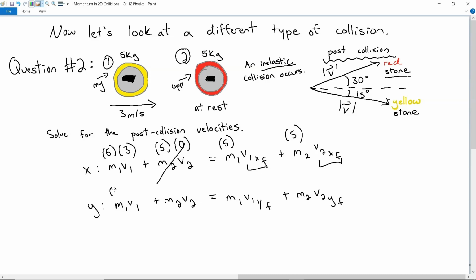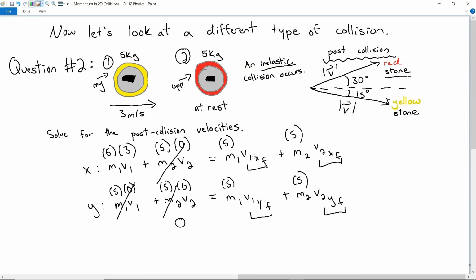All right, in the y dimension, we do not have any starting momentum, right? Because our first object is traveling east and our second object isn't moving at all. So this whole side will be set to 0. On our right side, which is post-collision, again, we have the same masses, so that's fine. And we have y velocity.